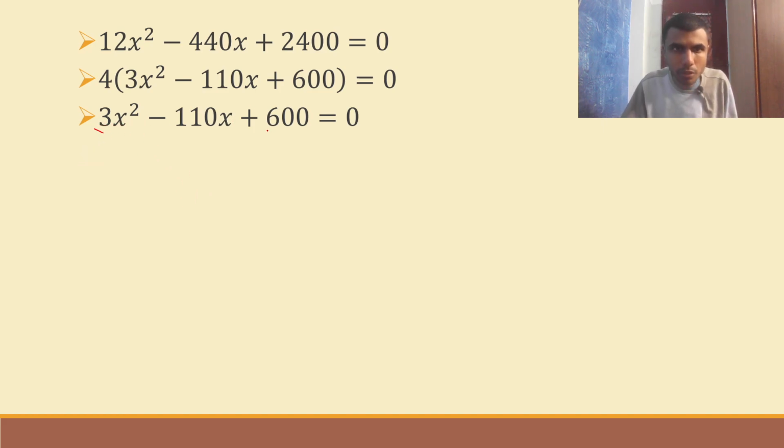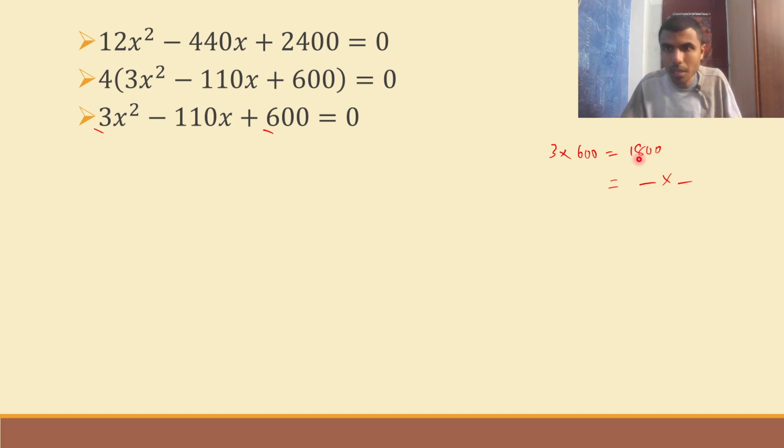What do we have here? 3. What do we have here? 600. What is 3 into 600? It's 1800. Now write 1800 as a product of two numbers such that their sum is minus 110.